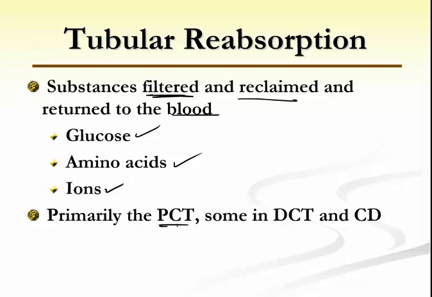This happens mostly in the proximal convoluted tubule, so right after the glomerulus, but we can also do some in the distal convoluted tubule and collecting duct. All of the nutrient molecules get reabsorbed at the proximal, but we can also do some sodium reabsorption and water reabsorption at the distal convoluted tubule and the collecting duct.